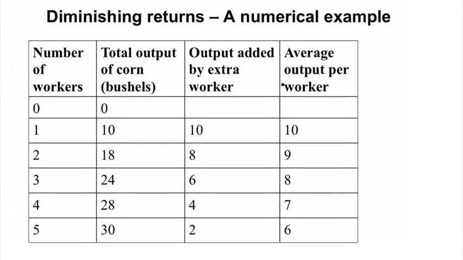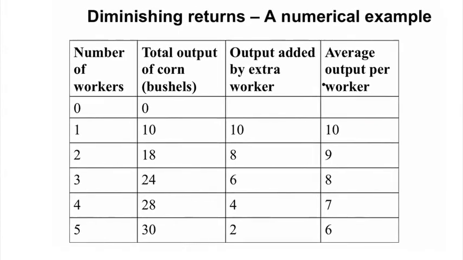In this table, I've given you a numerical example of how the diminishing returns idea works. So in the left-hand column, I've thought of there being different possible numbers of workers, 1, 2, 3, 4, 5, and I've made up some numbers for the total output of corn that they might have produced. So if there's 1 worker, that means the total output of corn is 10. If there's 2 workers, 18, 3 workers, 24, 4 workers, 28, 5 workers, 30.